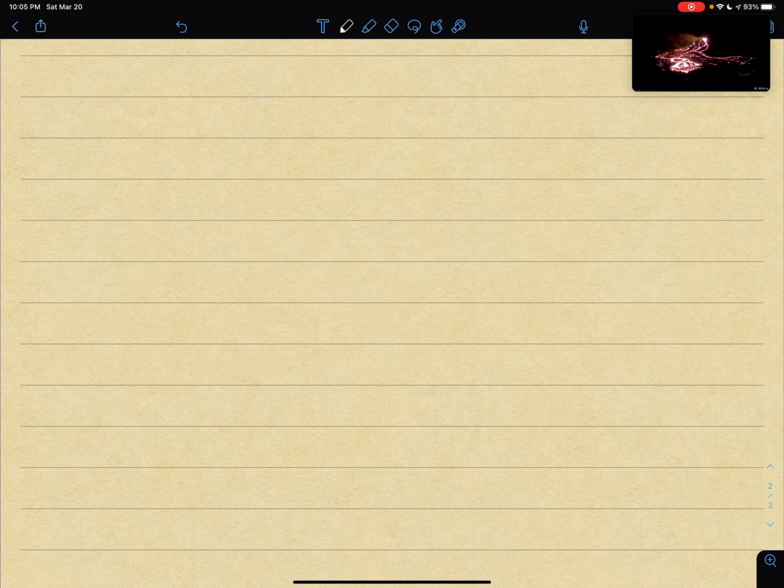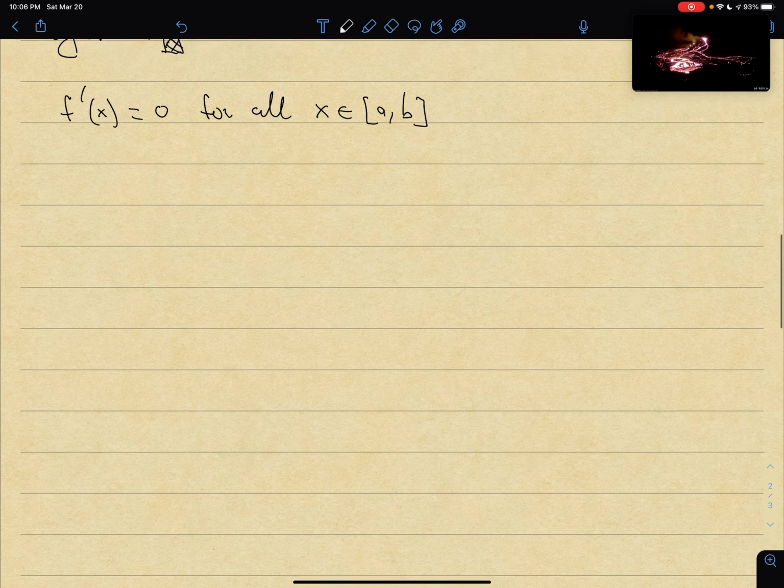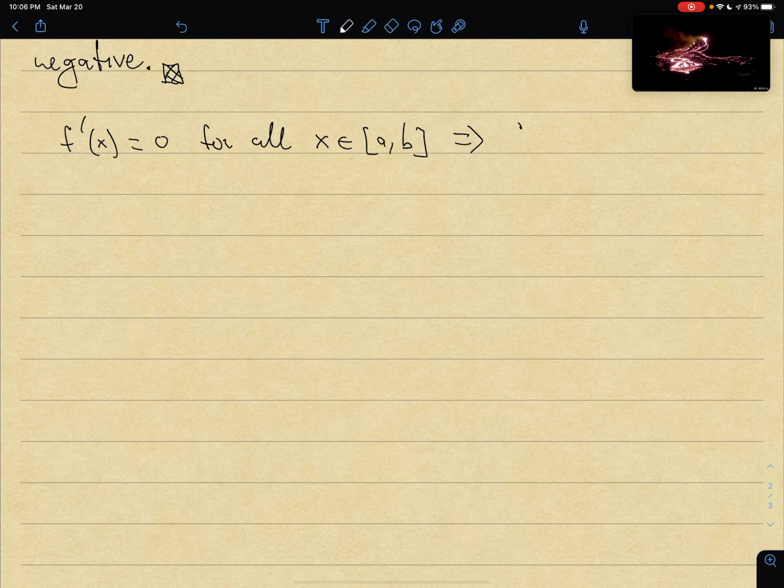Let's suppose that I know that f prime of x is equal to zero for all x in (a, b). Of course, that we know should lead us to the conclusion that f will be a constant on (a, b).